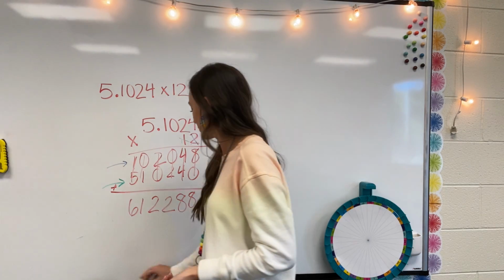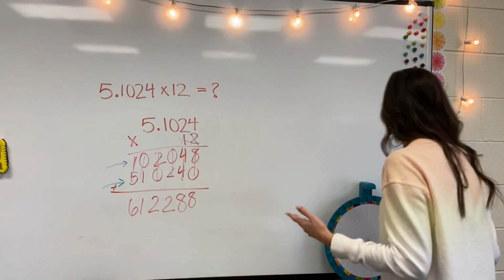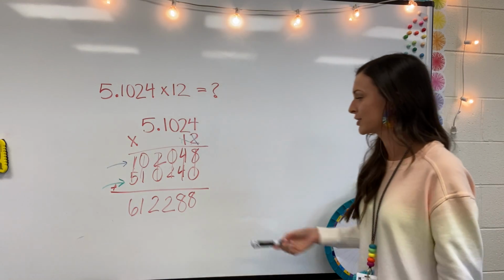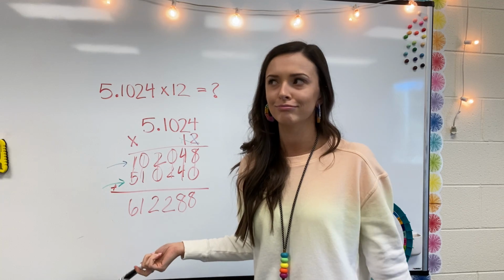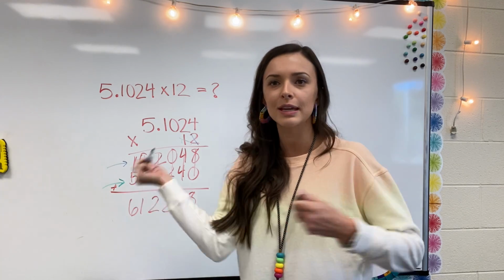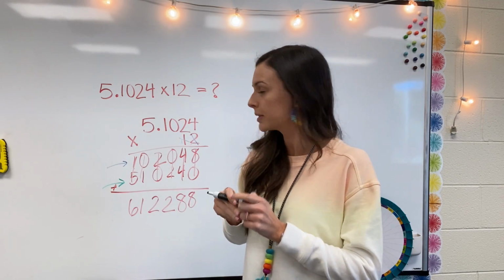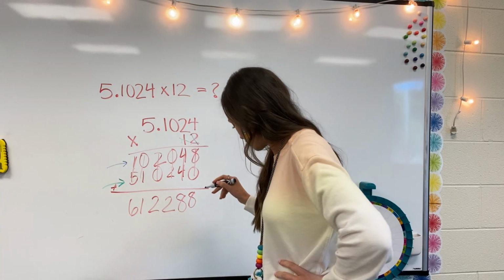Right, so I need to put my decimal. I can't just walk off and leave it like that. My answer is not 612,288. No, Miss Morris, come on. This is an amateur hour. Come on now, we're working with decimals.